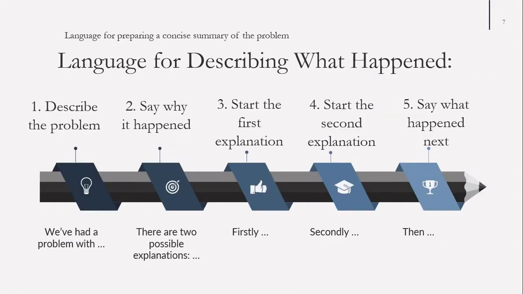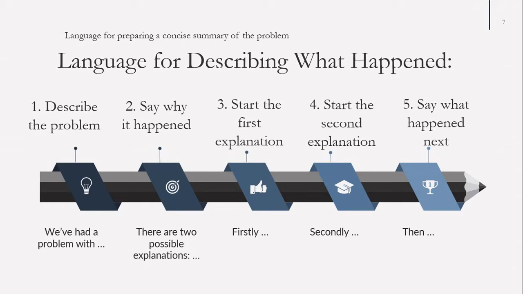There are 5 procedures you need to follow. Let's see them one by one. First, describe the problem. We have had a problem with blah blah blah. This is how you can explain, or you can use this expression to do this. Second, say why it happened. The expression you can use: there are 2 possible explanations. Third, start the first explanation.